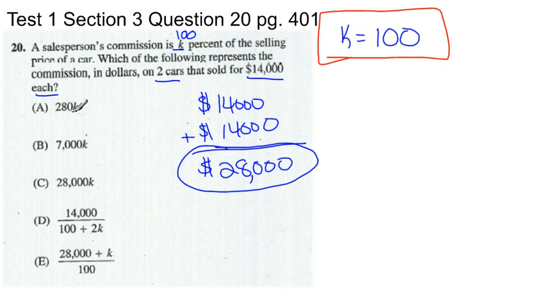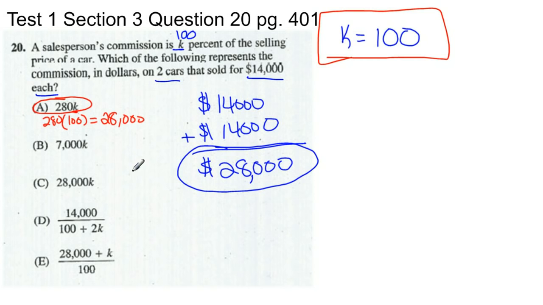So let's substitute back into our answer choices. K is 100. So in this case, it's 280 times K, which we said was 100. And you can see this comes out to be $28,000, which is the answer right off the bat. So this strategy makes this very, very easy.